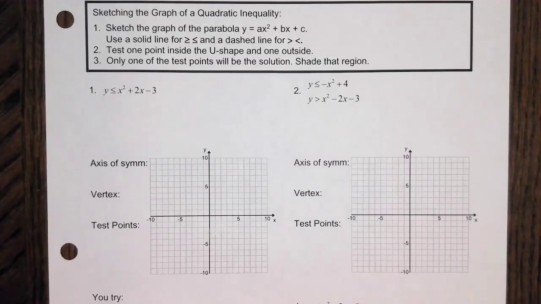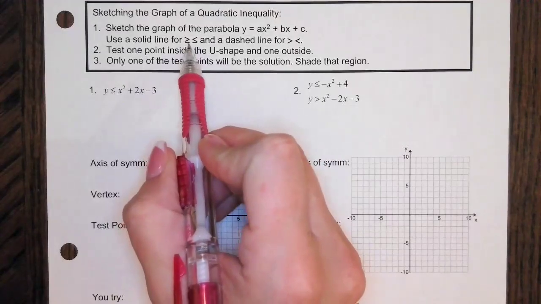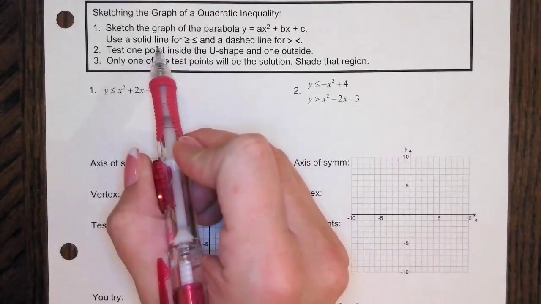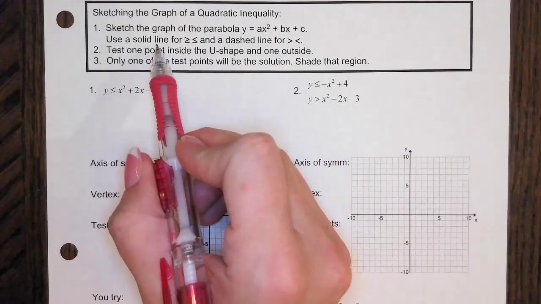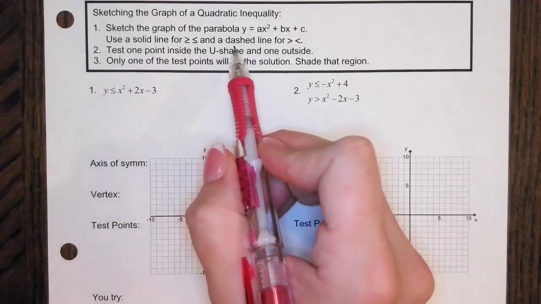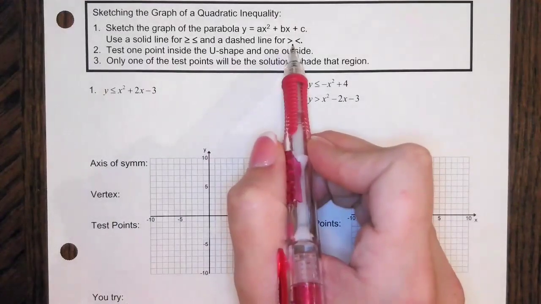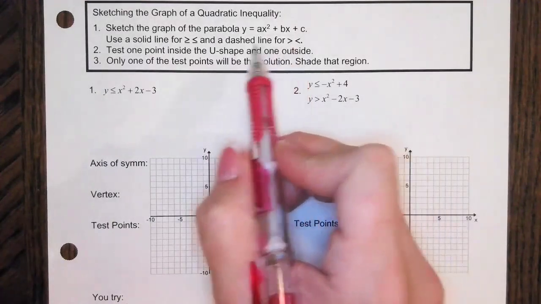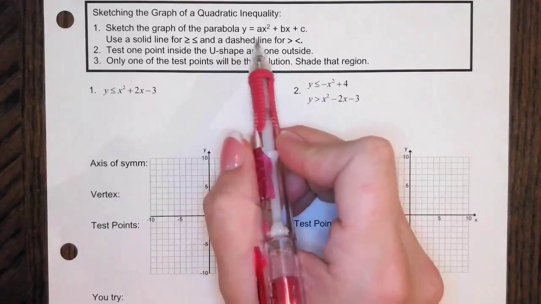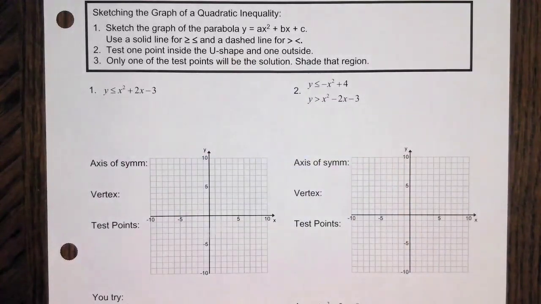We determine if it is a solid line or a dashed line by the inequalities. If it's got an equal sign here, then we want a solid line because every point on that curve is a solution. If it does not have an equal sign, we do not want it equal to our parabola, to our curve. So we have a dashed line there showing those are not solutions to our problem.